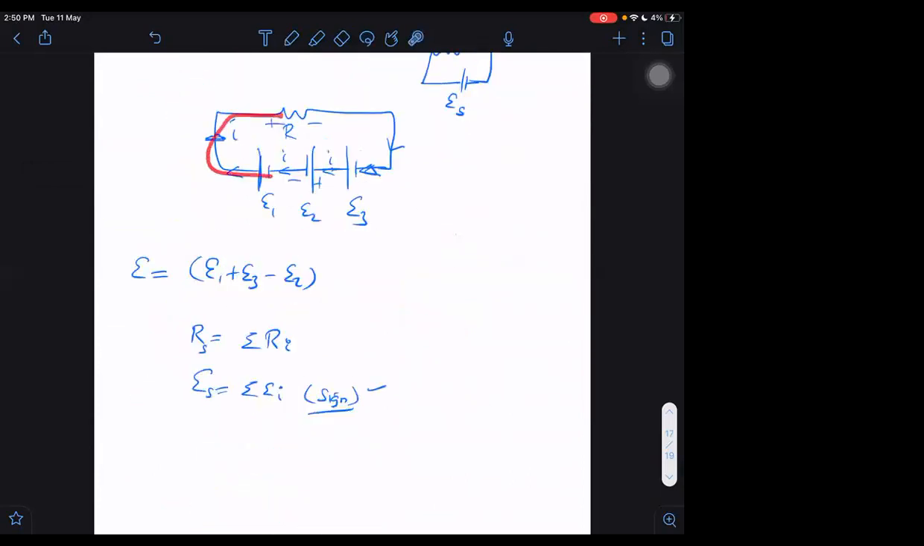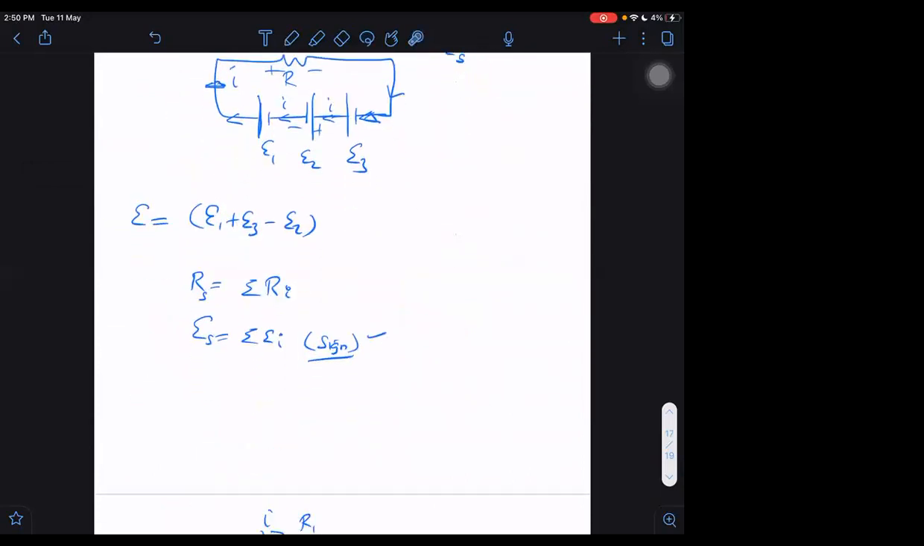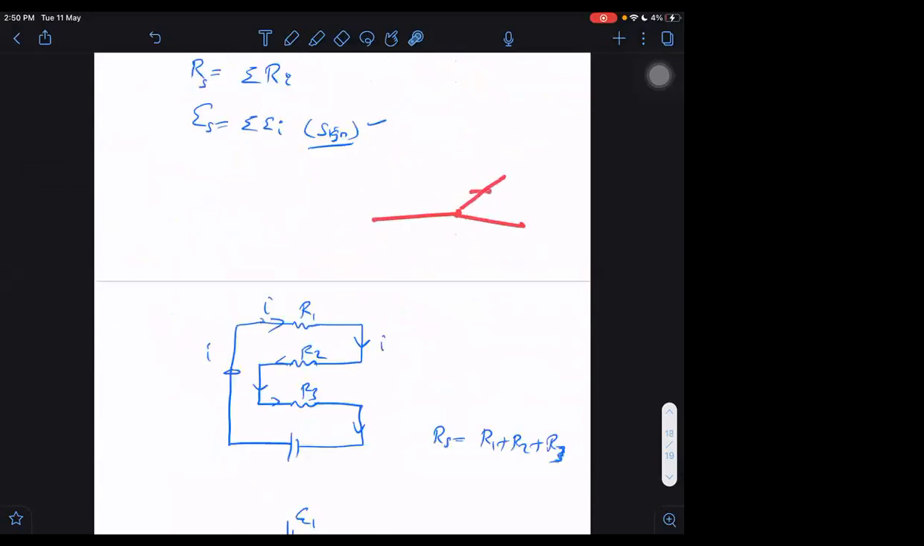Series means when they are one after the other. It is a single branch. There are not many paths to go. For current, the branches are not there. Only a single branch is there, one branch only. Then all these are in series, which are in the same branch.